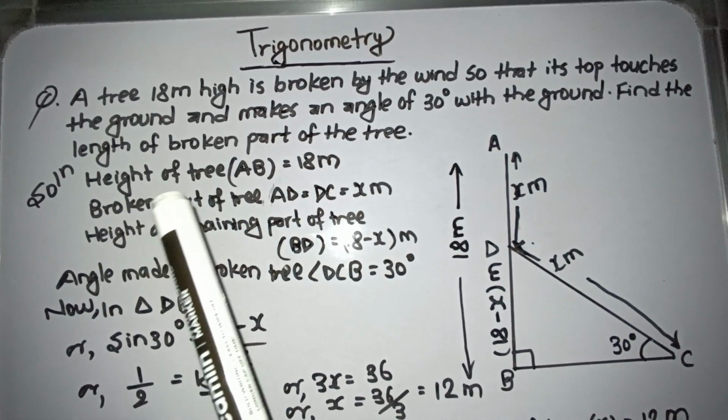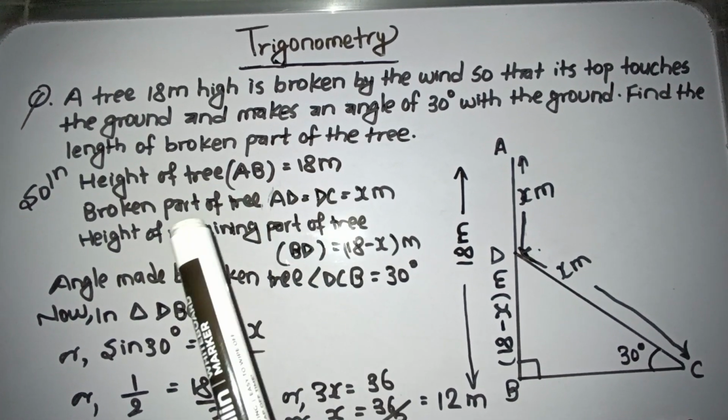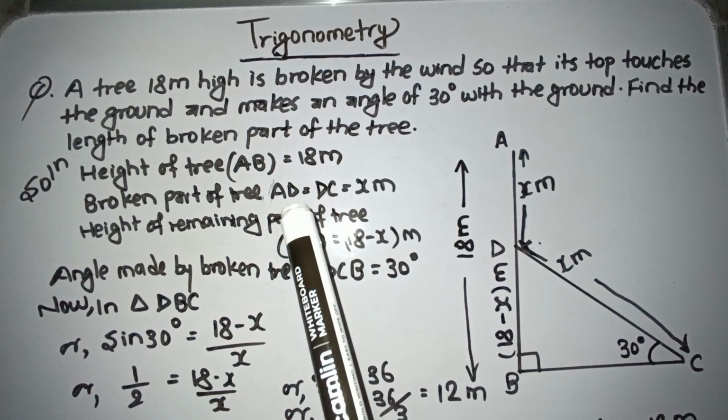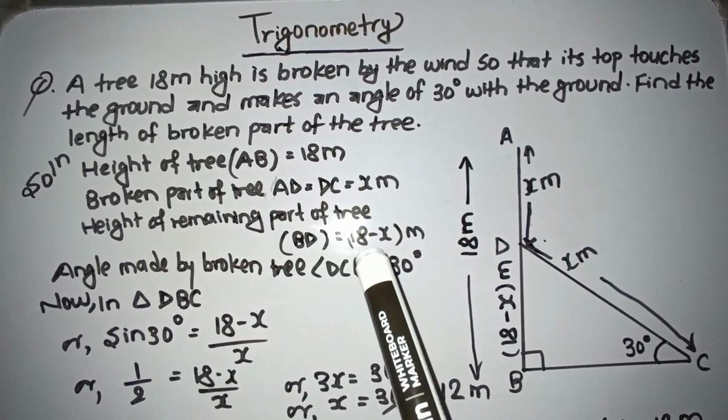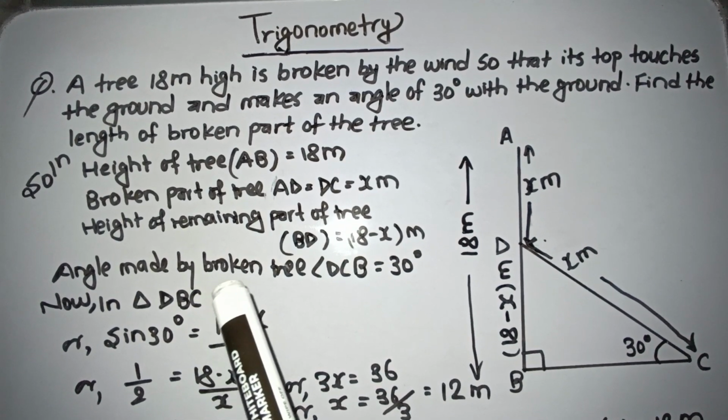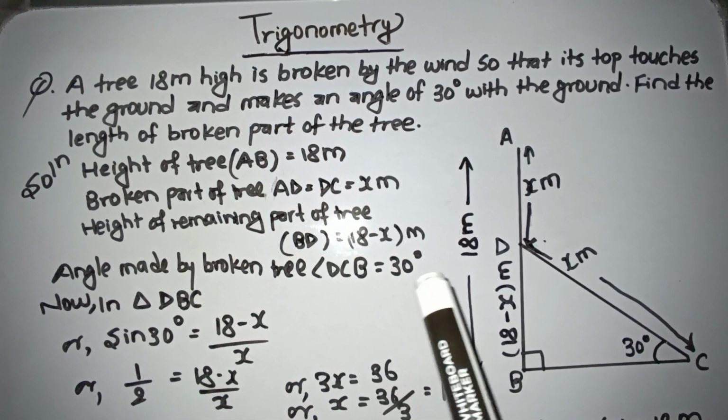We have given the height of the tree AB is equal to 18 meter. The broken part of the tree AD is equal to DC is equal to x meter. The height of the remaining part of the tree BD is equal to 18 minus x meter. The angle made by the broken tree, angle DCB, is equal to 30 degree.